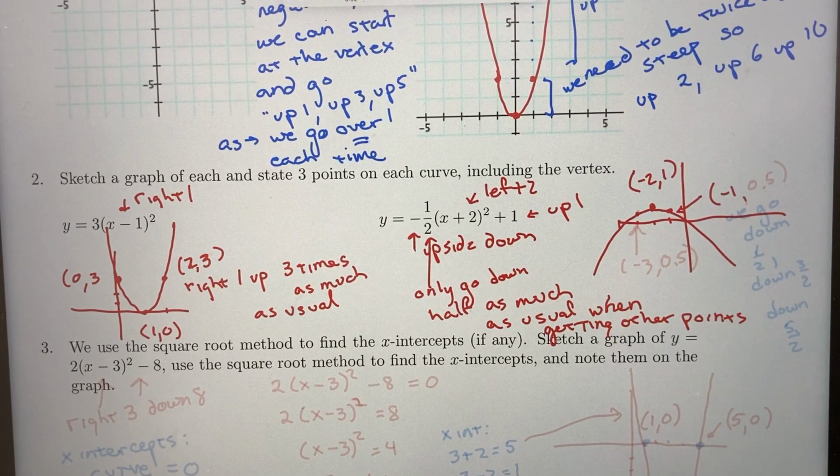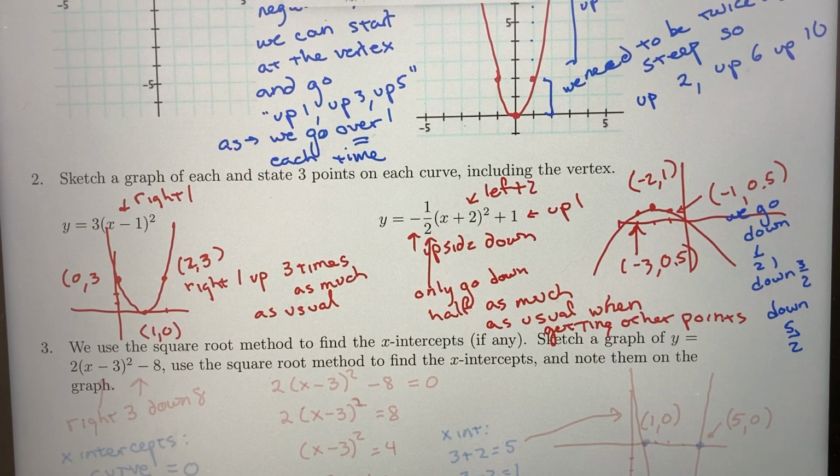So this is -1 comma 1/2. And if I wanted to make more points, I could go down 3 halves and then 5 halves. What's this third point over here? It's at -3 comma 0.5. It's symmetric. So if I want, it says state 3 points on the curve, so that's what I'm doing here.